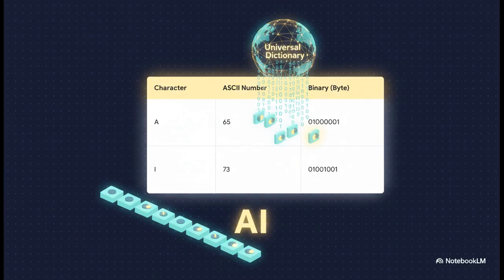So, as you can see, the number 65 becomes the byte 01000001, and 73 becomes 01001001. So to a machine, the word AI is literally nothing more than this sequence of 16 ones and zeros. It's just a chain of bytes, each one a precise, universally understood symbol.